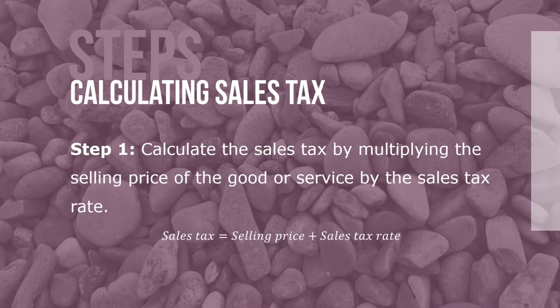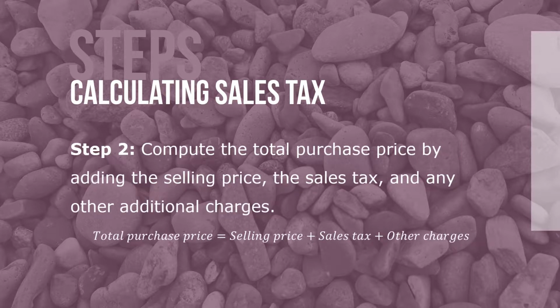Here are the steps to calculate sales tax and total purchase price by using the percent method. Step 1. Calculate the sales tax by multiplying the selling price of the good or service by the sales tax rate, where sales tax equals selling price times sales tax rate. Step 2. Compute the total purchase price by adding the selling price, the sales tax, and any other additional charges, where the total purchase price equals the selling price plus sales tax plus other charges.